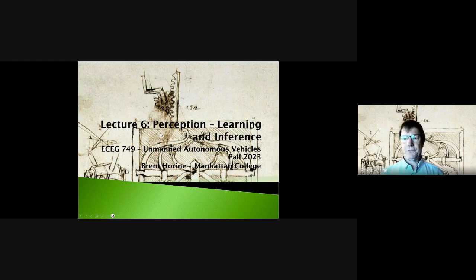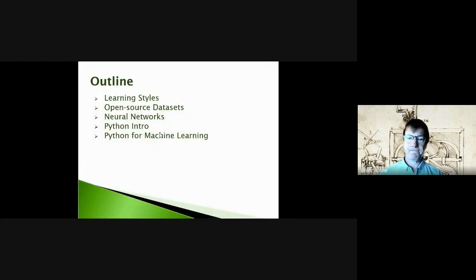Let's move into perception, learning, and inference. We'll briefly review learning styles, look at some open source data sets, cover some neural networks, and look at Python as a language real quick. I don't think you're going to need to do a lot of sophisticated stuff in Python, because we're going to rely on machine learning frameworks. Other people have developed these frameworks and have done a lot of the hard stuff, and we're going to operate at a higher level.